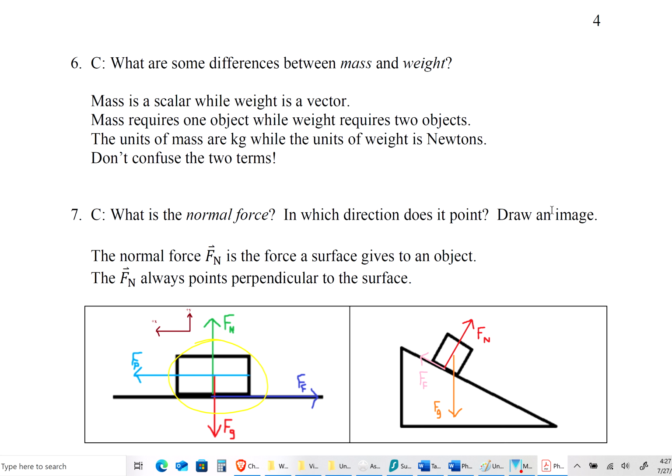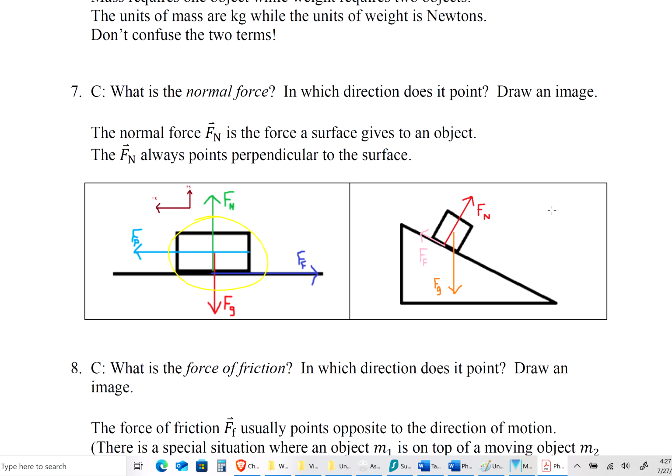Question number 6. What are some differences between mass and weight? This is an important question because some people ask you, what's your weight? How much do you weigh? They should ask you, what's your mass? Mass is a scalar, weight is a vector. Mass requires 1 object, while weight requires 2 objects. The units of mass are kilograms, while the units of weight is newtons. So don't confuse the 2.